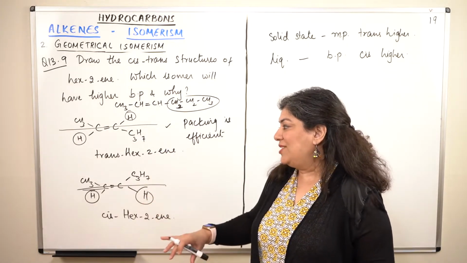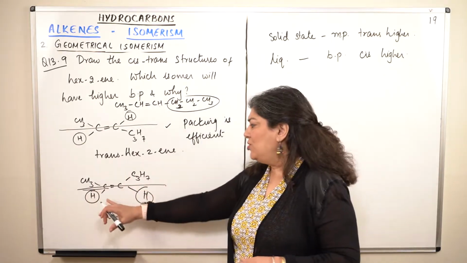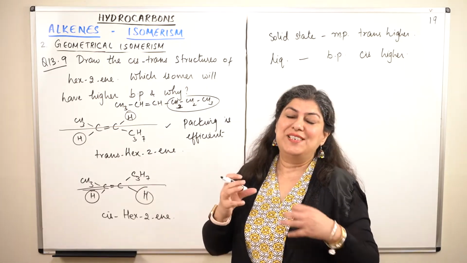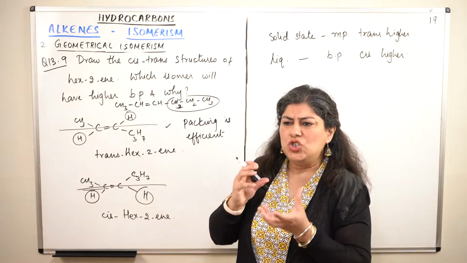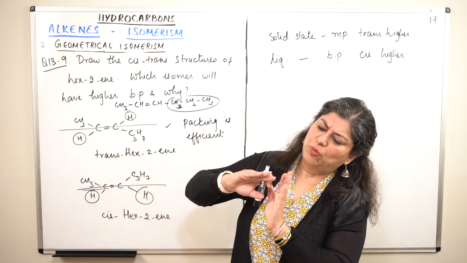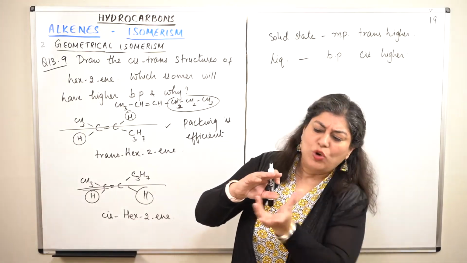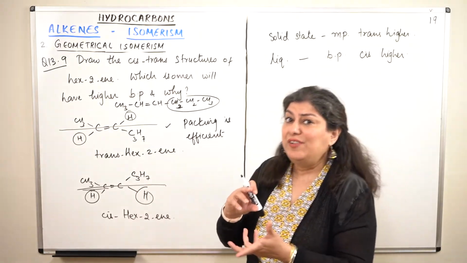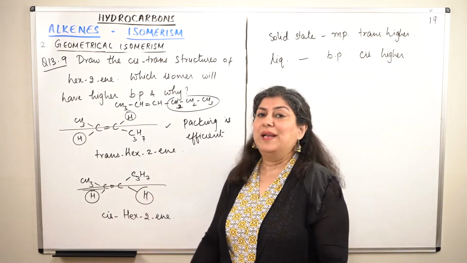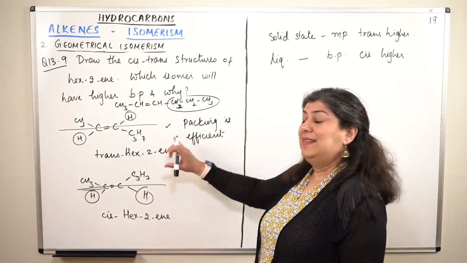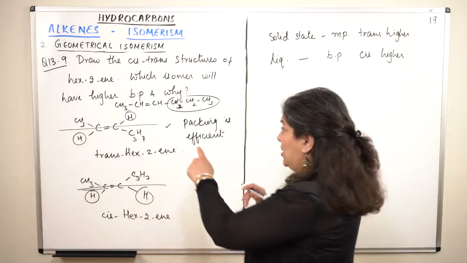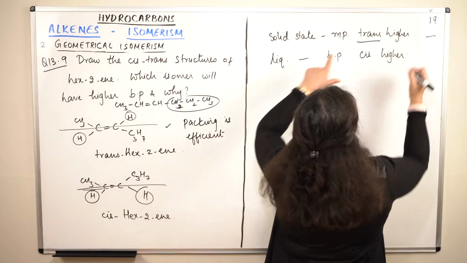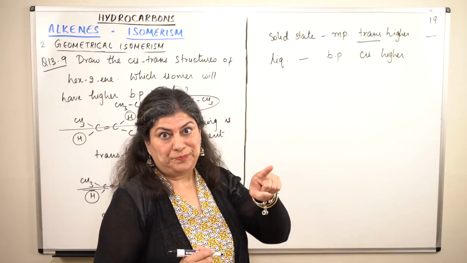But for a cis isomer, two bulky groups are on one side and two light groups are on the other side. The packing is not that even, it is not that efficient. The solid will have weight on one side of the molecules and the lighter part on the other side. So how would the next molecule fix to it? It is not a very balanced structure. So the packing in the case of a trans isomer is efficient. Therefore, a trans isomer has a higher melting point.